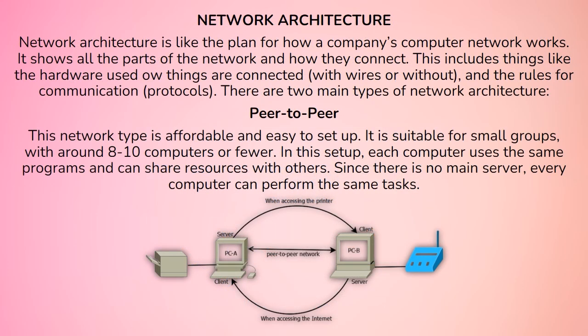Network architecture. Network architecture is like the plan for how a company's computer network works. It shows all the parts of the network and how they connect. This includes things like the hardware used, how things are connected, with wires or without, and the rules for communication, protocols. There are two main types of network architecture: peer-to-peer.